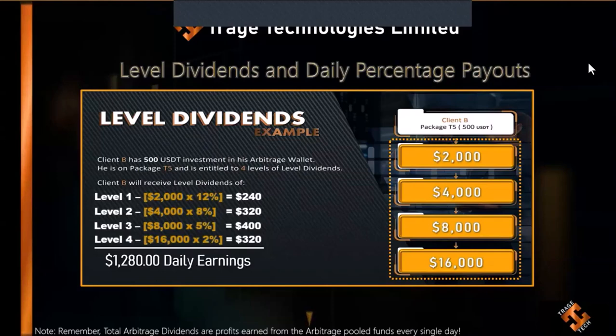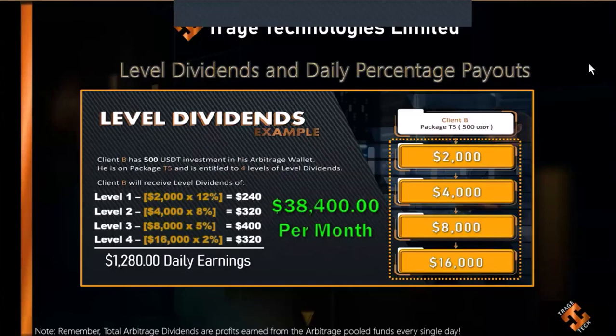Now, if you're making $1,280 a day, how much are you making per month? $38,400 a month. What? $1,280 a day. How much is that a month? $38,400 a month. I didn't stutter.